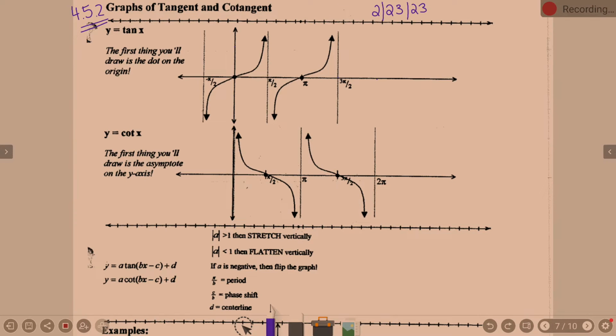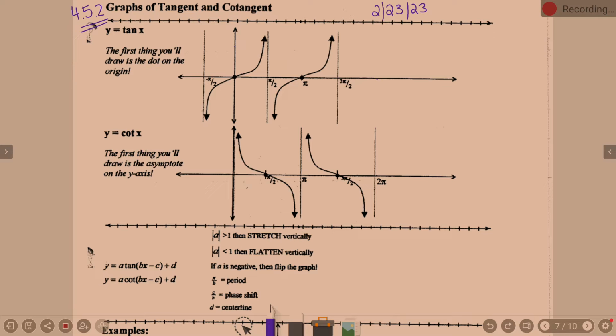So cotangent and tangent. I don't know if any of you have referenced the book at all, not necessarily, but they are in lesson 4.5 along with secant and cosecant. Just an FYI if you're looking for them in the book. Tangent, cotangent: while some things stay the same, some things change. Definitely some similarities, definitely some differences.